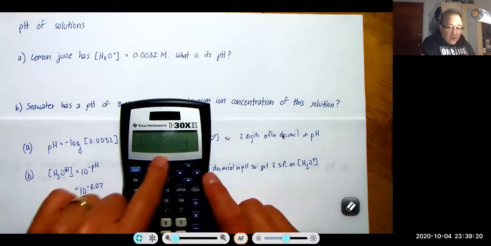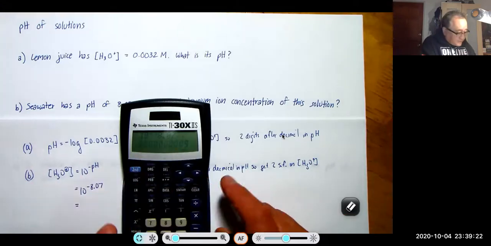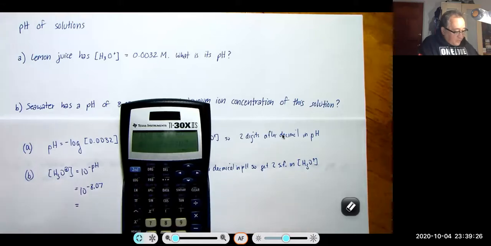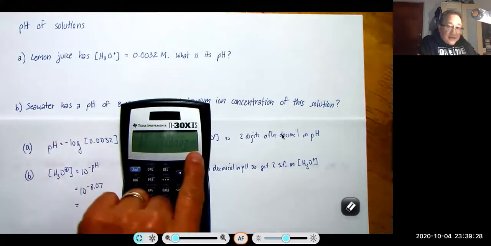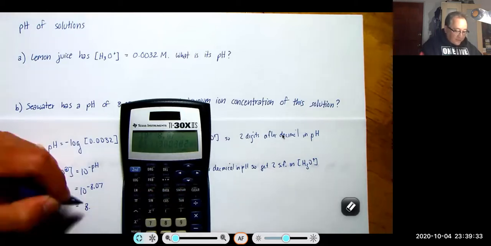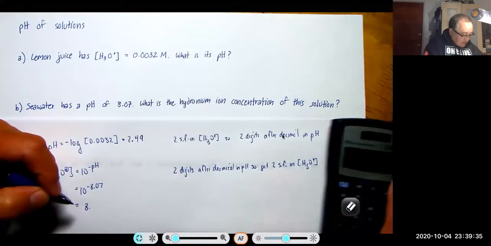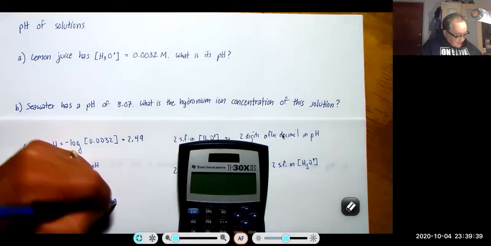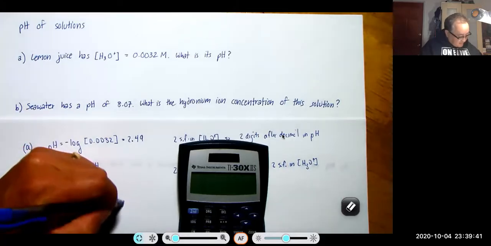This is such a small number that I'm going to put this into scientific notation on my calculator. And I get 8.51 times 10 to the minus 9. Now, according to this, we get 2 sig figs in the answer, so 8.5 times 10 to the minus 9. And of course, this means molarity.